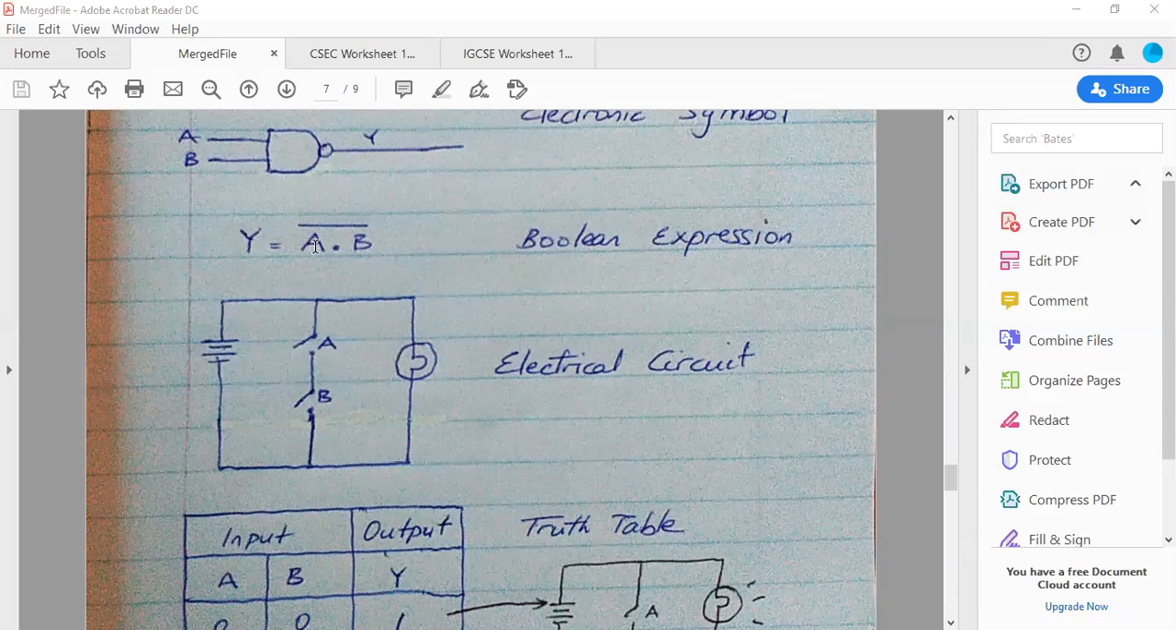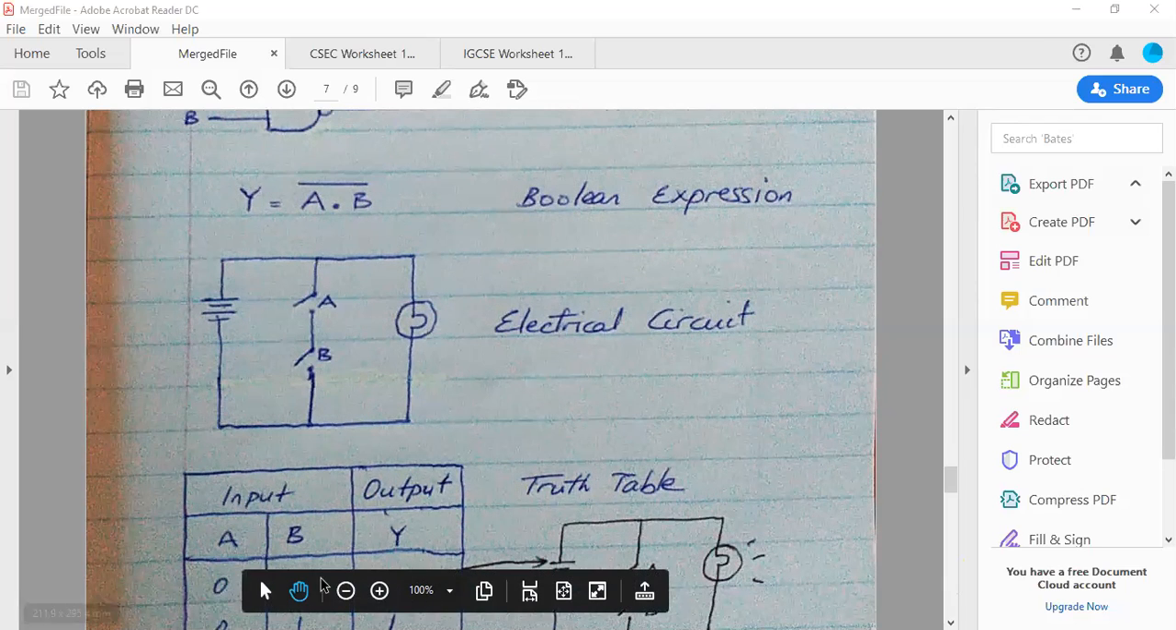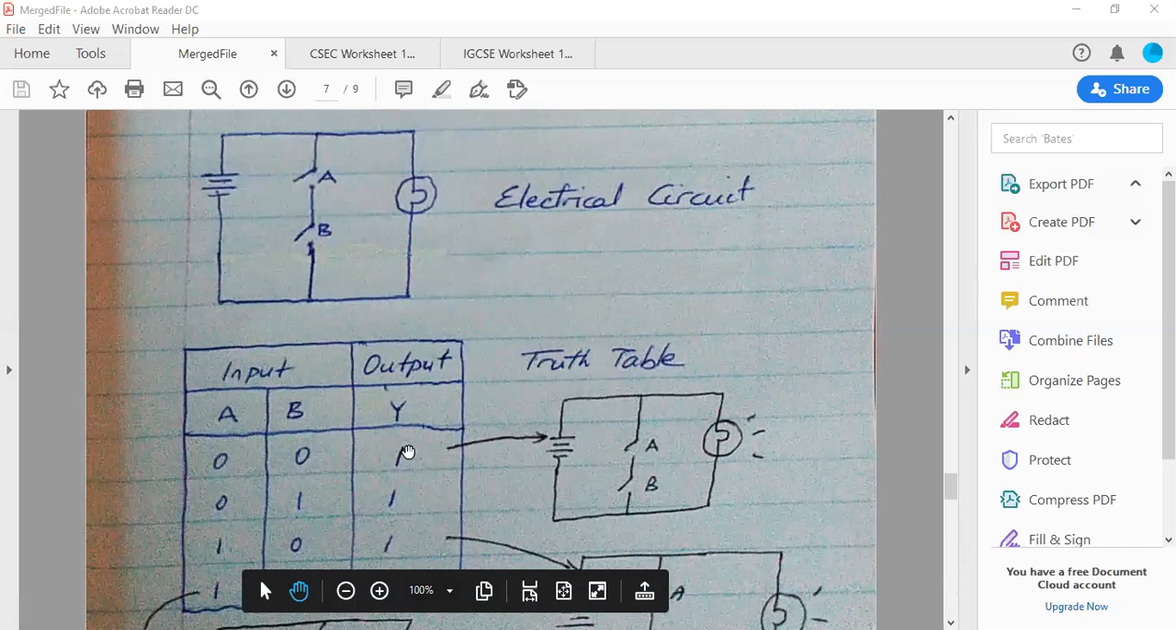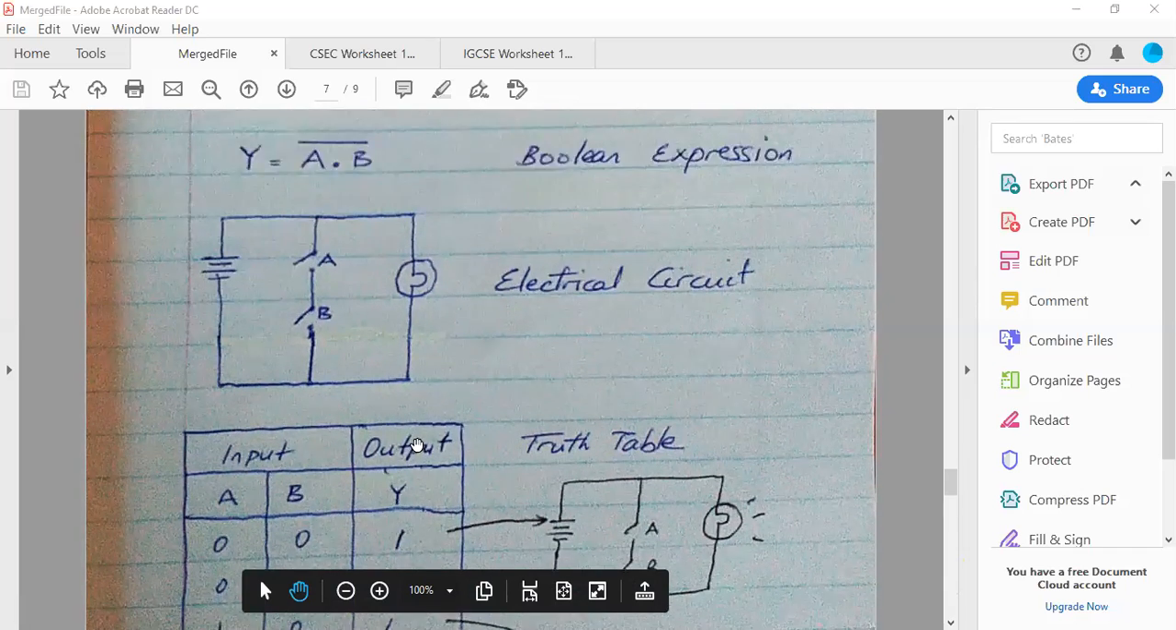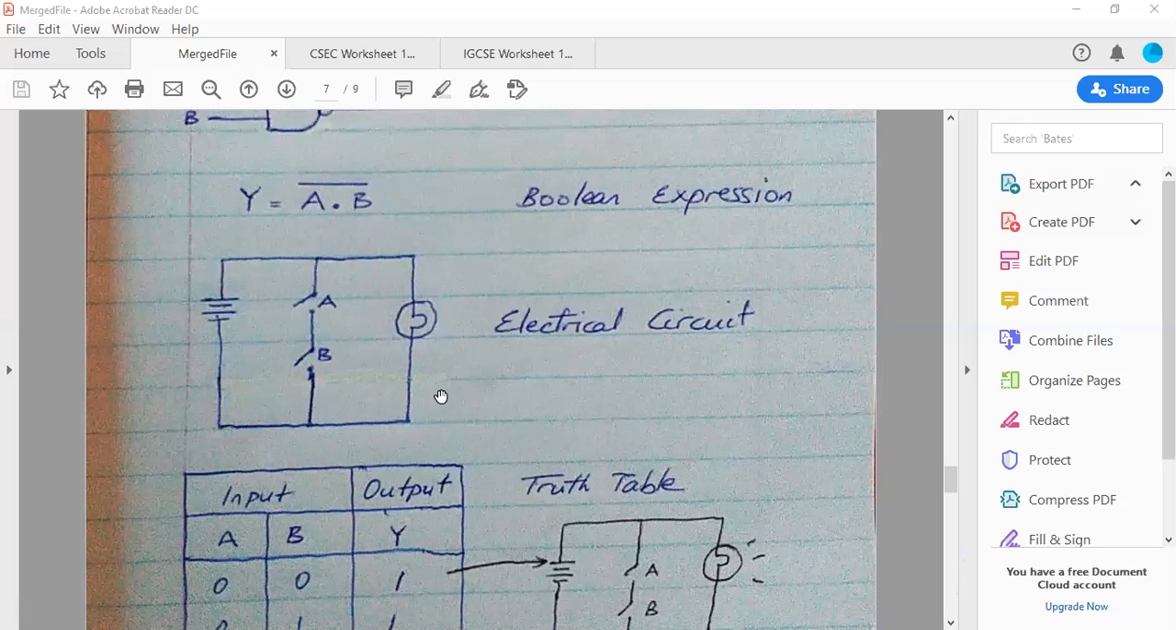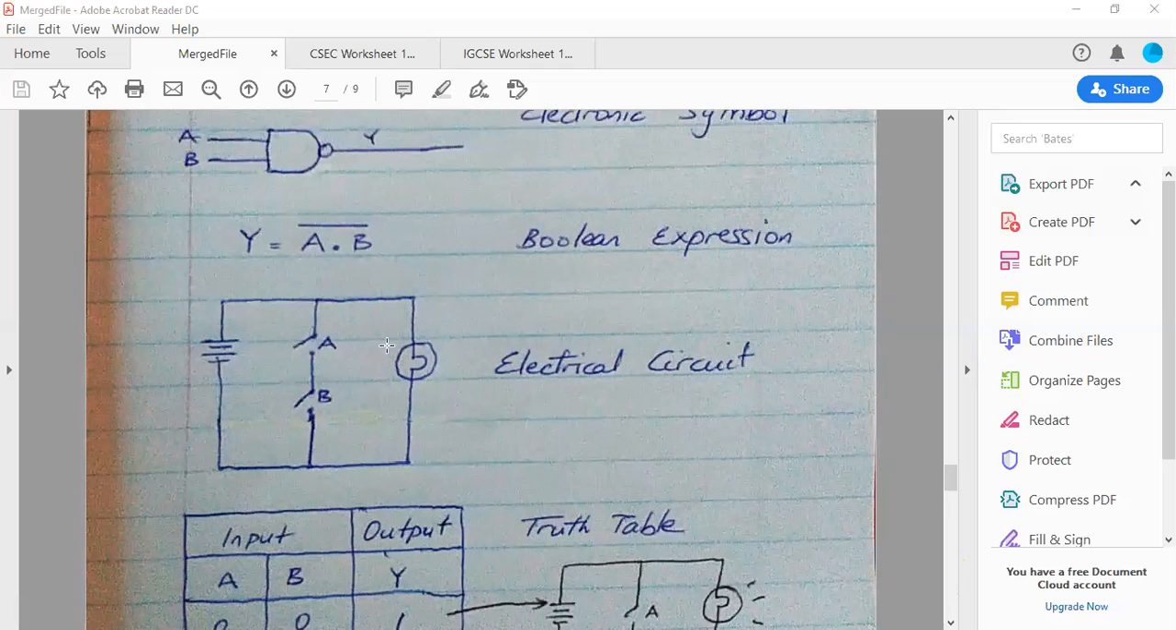Which means that the output is the opposite of the AND output. So if A and B, so 0 multiplied by 0 is 0, the opposite of 0 is 1. That's why we get this condition here. All right, this is your electrical circuit for it. I would like you to pay attention.